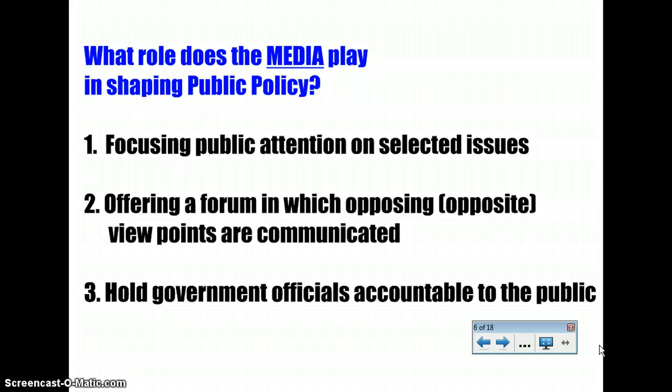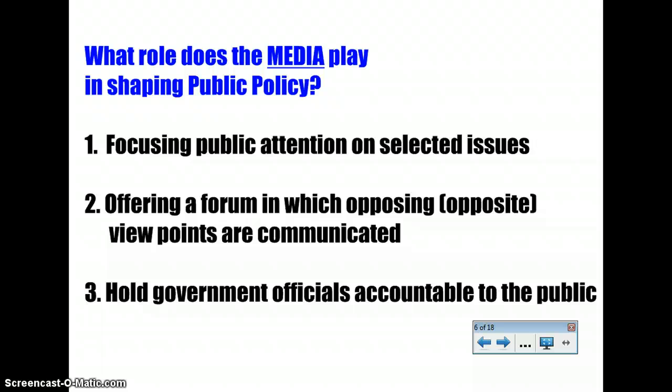News reporters are constantly keeping watch over government officials to make sure that they are following their responsibilities and that they do not abuse their power while in office. So let's say a senator, a representative, maybe even the president makes a mistake in office, possibly abuses their power. It will be printed in the newspapers or televised on TV for the public to know. So they hold government officials accountable to the public.